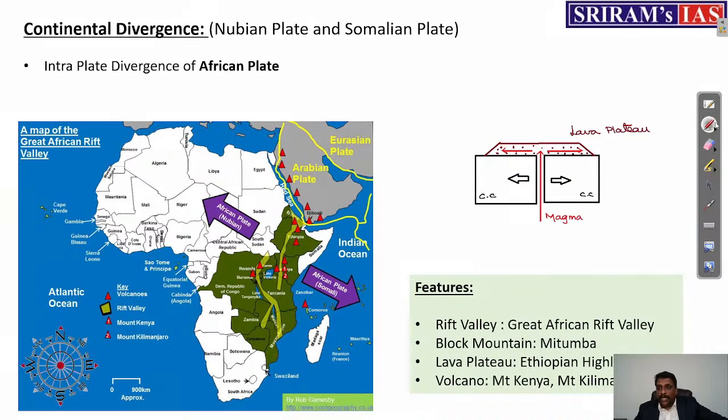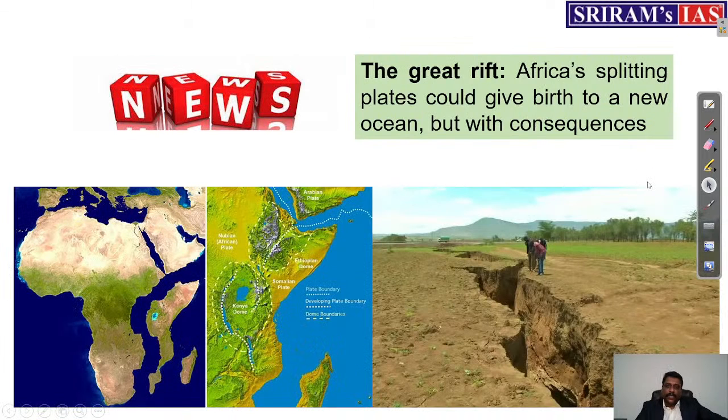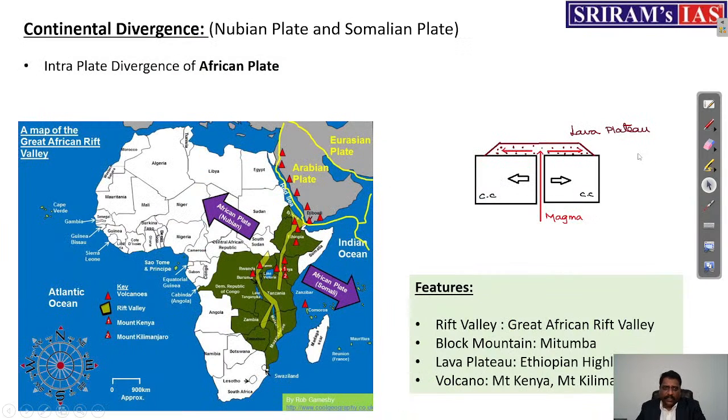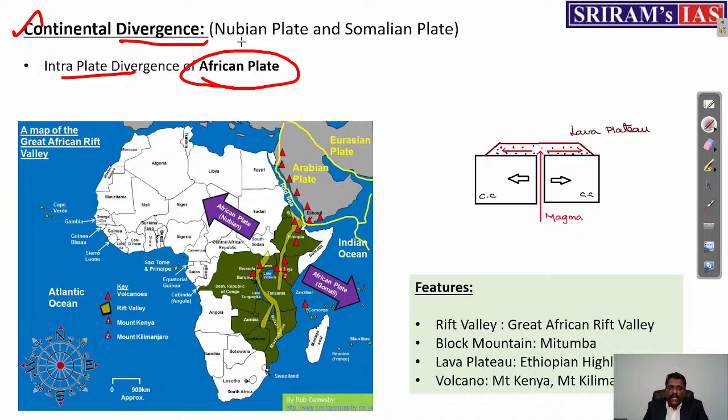Now talking about that plate which is there in the news. Am I right? What was there in the news? The Great Rift. Africa's splitting plates could give birth to a new ocean, but with consequences. That is what is there in the news. Now here, we talk about continental divergence. The classical example is the intraplate divergence of the African plate, my dear friends, where the Nubian plate and Somalian plate, both parts of the African plate, go for a divergence.